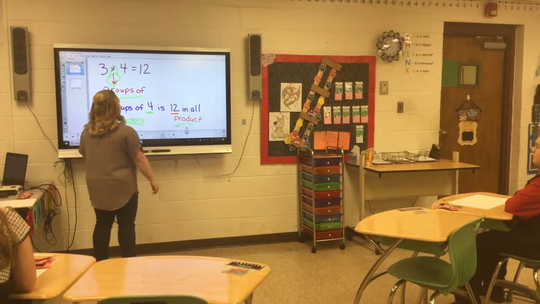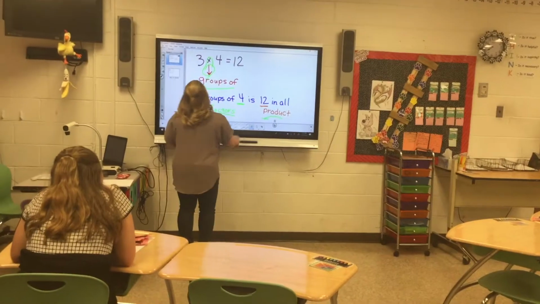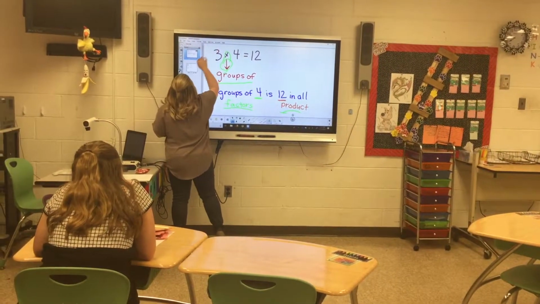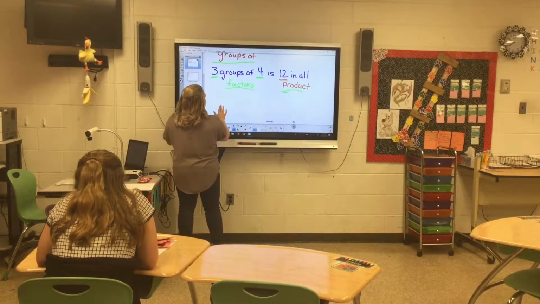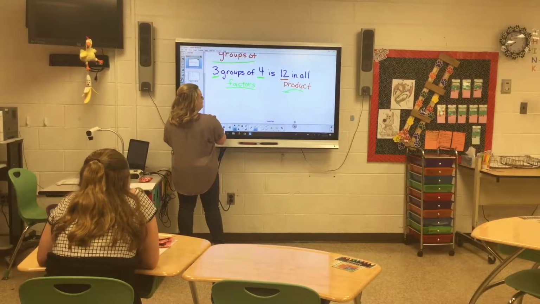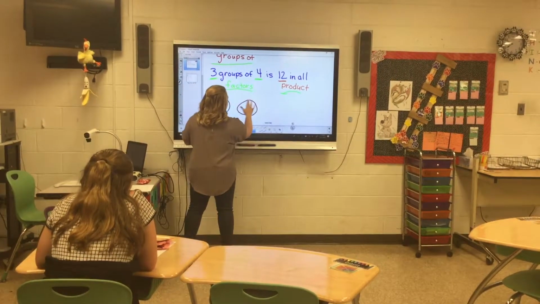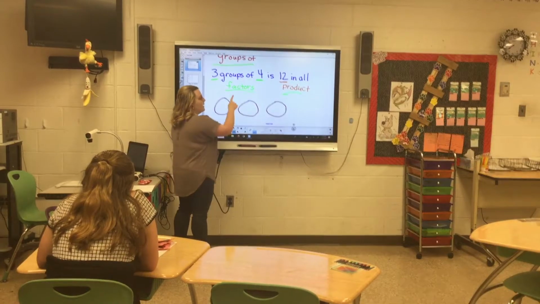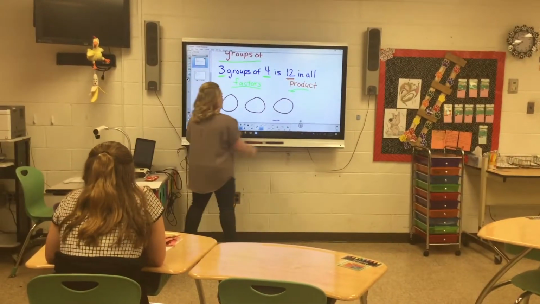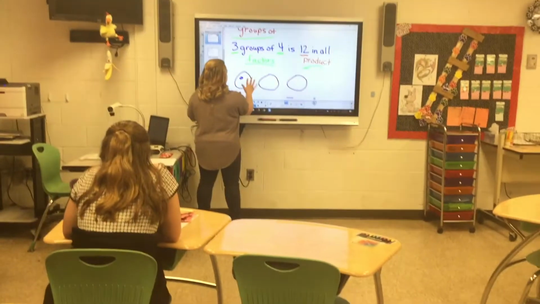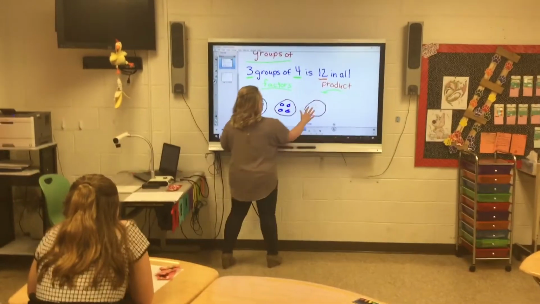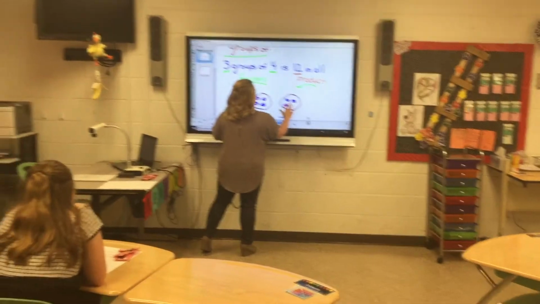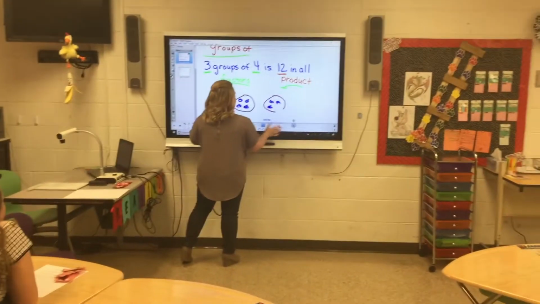So, if we look at it and we want to draw this, we're going to pick the color. And how many groups do I have? 3. So 3 circles. 1, 2, 3. How many's in each group? 4. So 1, 2, 3, 4. 1, 2, 3, 4. 1, 2, 3, 4.